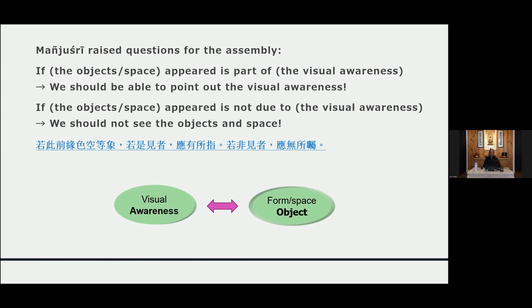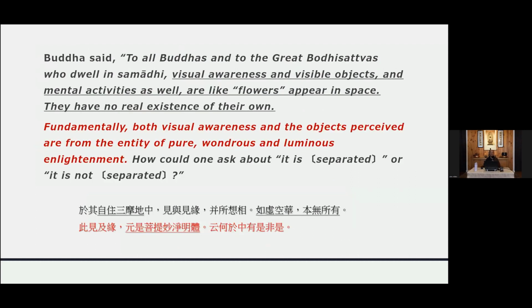If the object or space that appears is part of the visual awareness, then we should be able to point out the visual awareness. If the object and space that appear are not due to the visual awareness, we should not see the object and space. So now, what is the relationship between the visual awareness and the object perceived, say form and space? What is the relationship between these two? Are they together or separated?